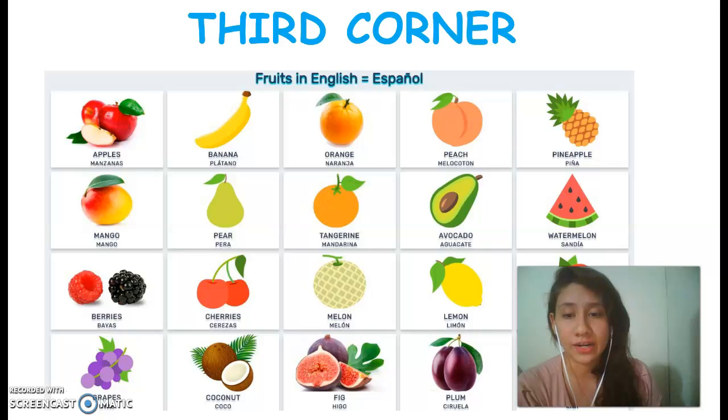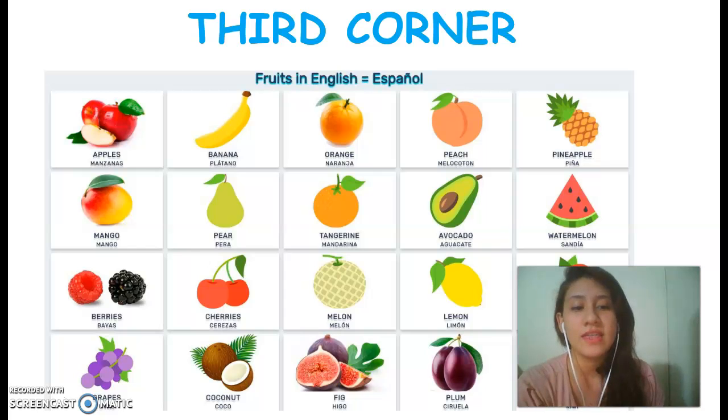And third corner. And in the last corner, the student will have to transcribe on their notebooks the names of the fruits that appear written on a sheet of paper.